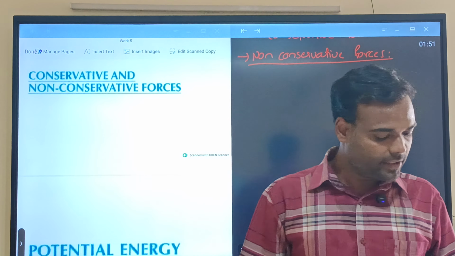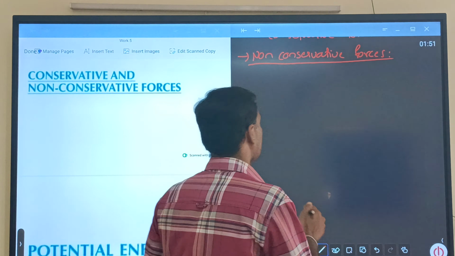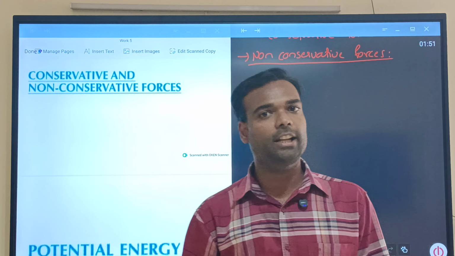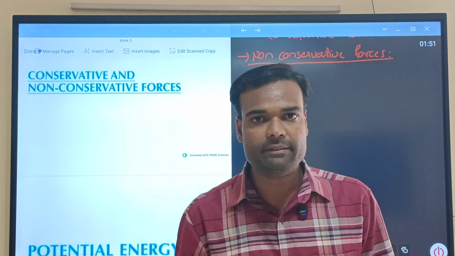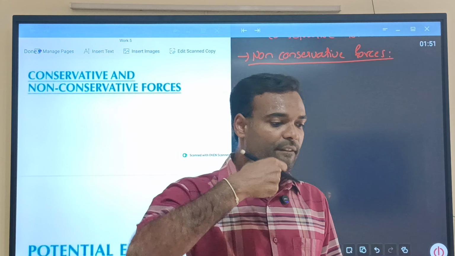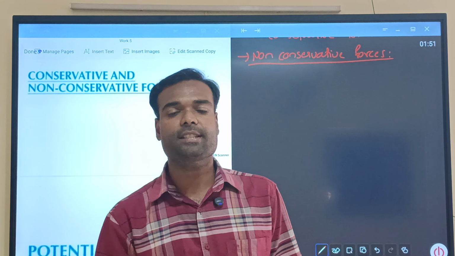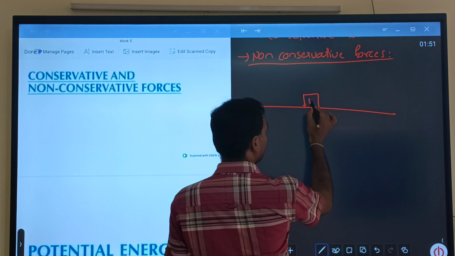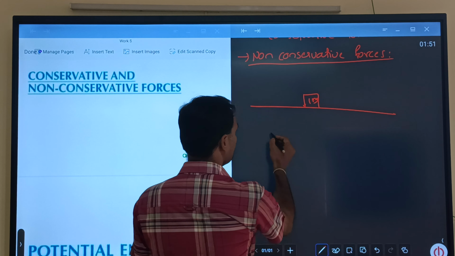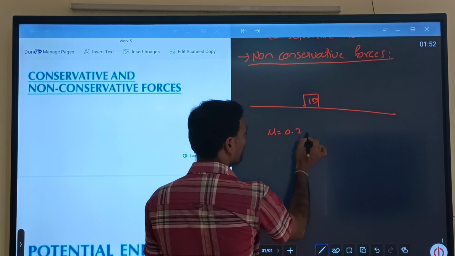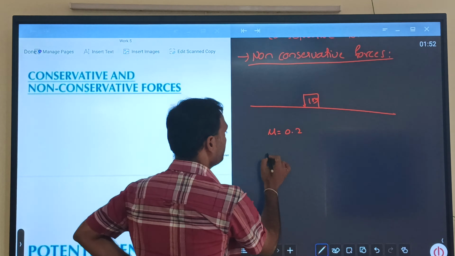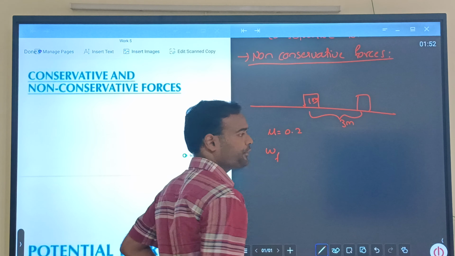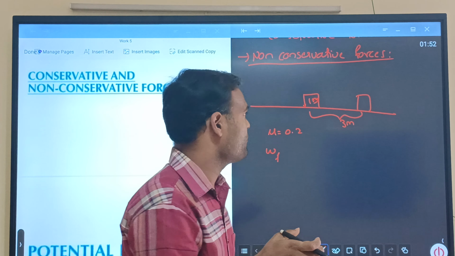Non-conservative forces means suppose an object starts its journey from one point to another point and comes back to the original point, but the work done will never be equal to 0. In such a case, the force we are considering is a non-conservative force, and we will see this with an example. Suppose an object of mass 1 kg is present, and the coefficient of friction between the two surfaces is 0.2. Then let us find the work done by the frictional force for a displacement of 3 meters taken by the object.